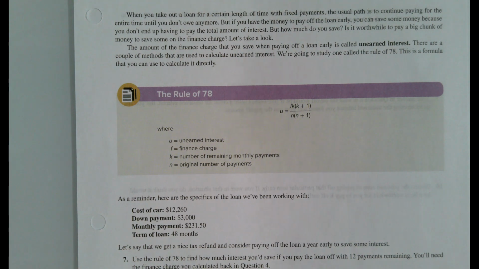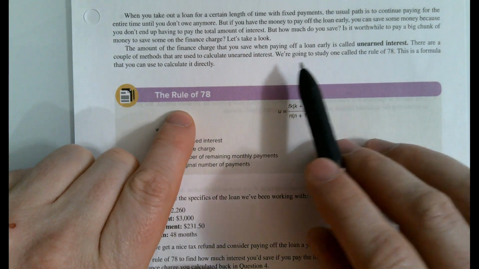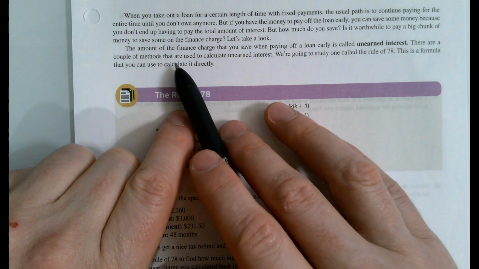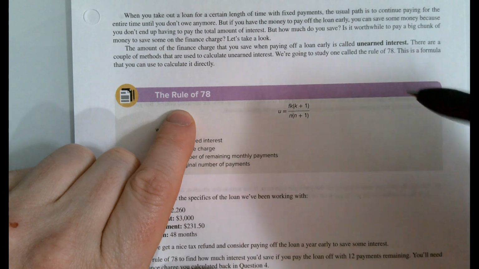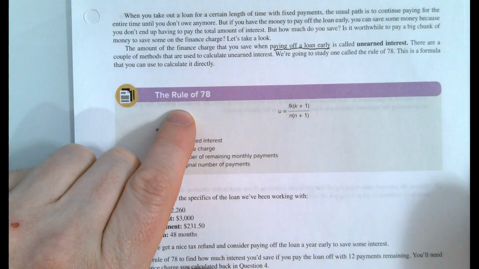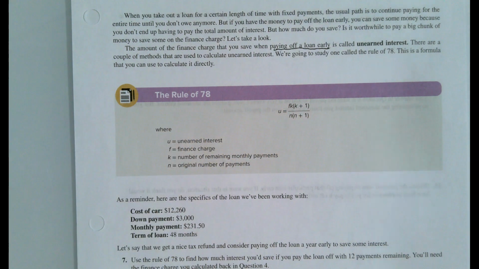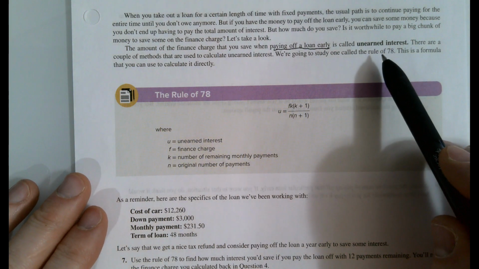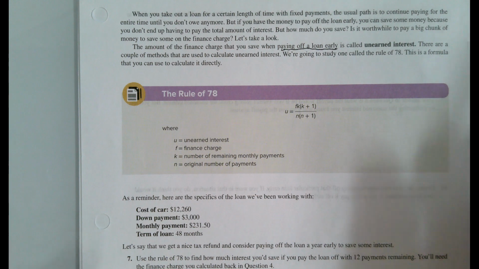And we're going to use the rule of 78. What this is called is the unearned interest. This is the amount of finance charge that you save when you pay off a loan early, before the end of the term. You should note that sometimes loans have an early payoff fee, because when you sign this contract, the lender is guaranteed to earn a certain amount of interest from you. If you pay it off early, they don't get all that interest, and maybe they wanted all that interest. So just pay attention when you're signing these loans. Is there an early payoff fee or is there not?